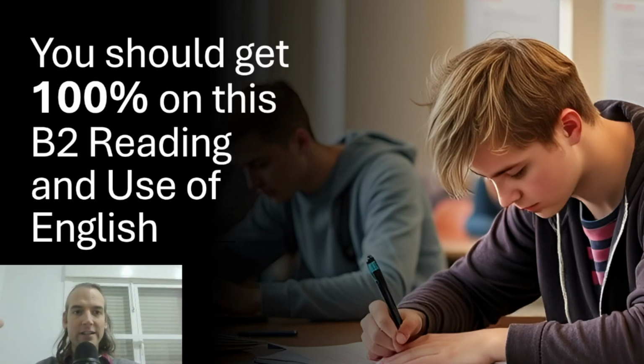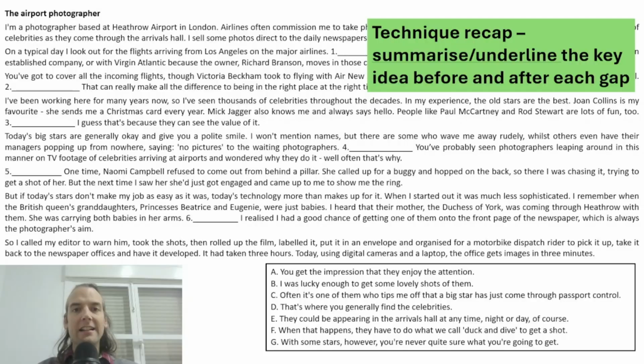But anyway, no, let's call it getting 100% on the B2 reading use of English. And there's a specific reason for that, because following this technique, this is a very accessible B2 reading. That is a real B2 reading. And then using the use of English technique that we've learned, getting everything you can from these texts, you can get 100% on this. So let's get into it.